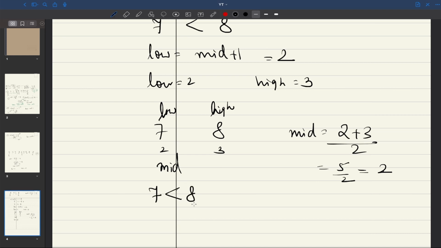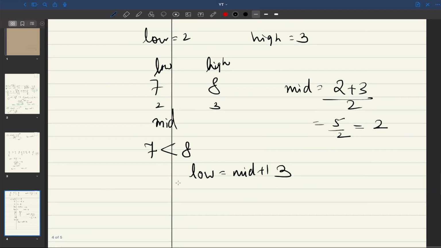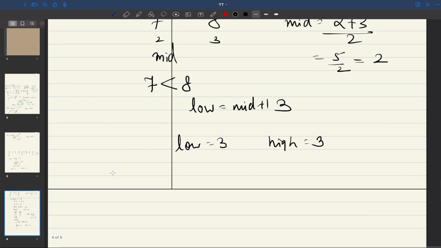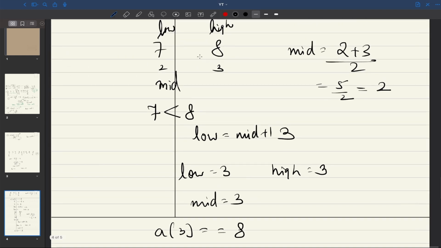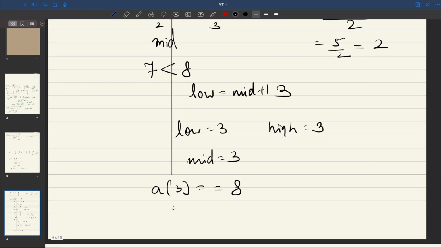If it is less than 8, what are you going to do? Your low becomes mid plus 1. What is mid plus 1? 2 plus 1, which is equal to 3. So your low is pointing to 3 and your high is also pointing to 3. Remember, your while condition is while low is less than or equal to high. If both are the same, obviously your mid is the same index. You're going to check, is A of 3 equal to 8? Yes, at index 3 we have 8. So 8 is equal to 8, and we're going to say result of f gets a value of 3.